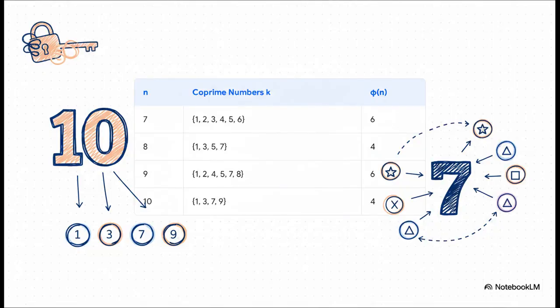All right, let's make this concrete so you can see it in action. Take the number 10. Its factors are 2 and 5. The numbers smaller than 10 that are coprime to it, the ones that don't share those factors, are 1, 3, 7, and 9. There are 4 of them, right? So phi of 10 is 4. Simple. Now look at a prime number, like 7. All 6 numbers below it are coprime, so phi of 7 is 6. And that reveals a really useful pattern.